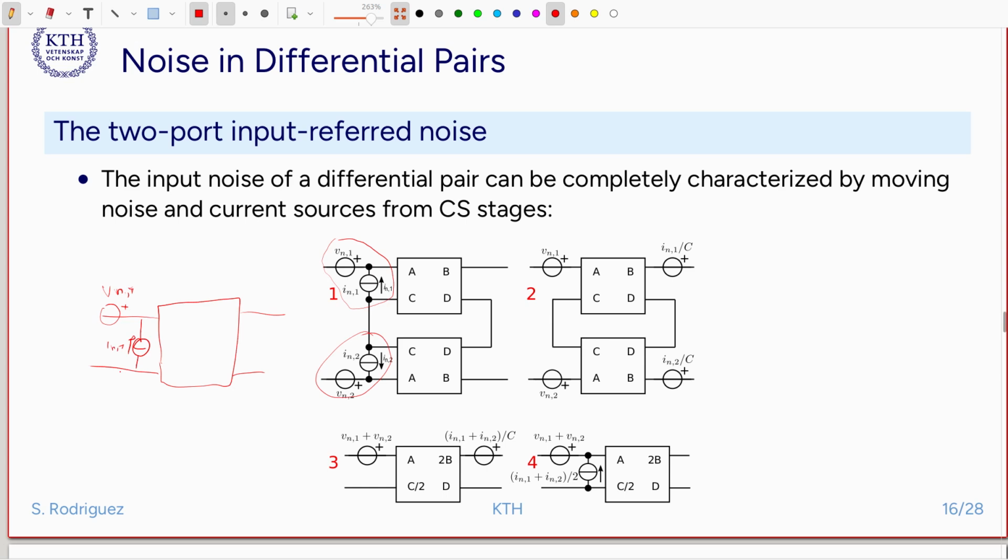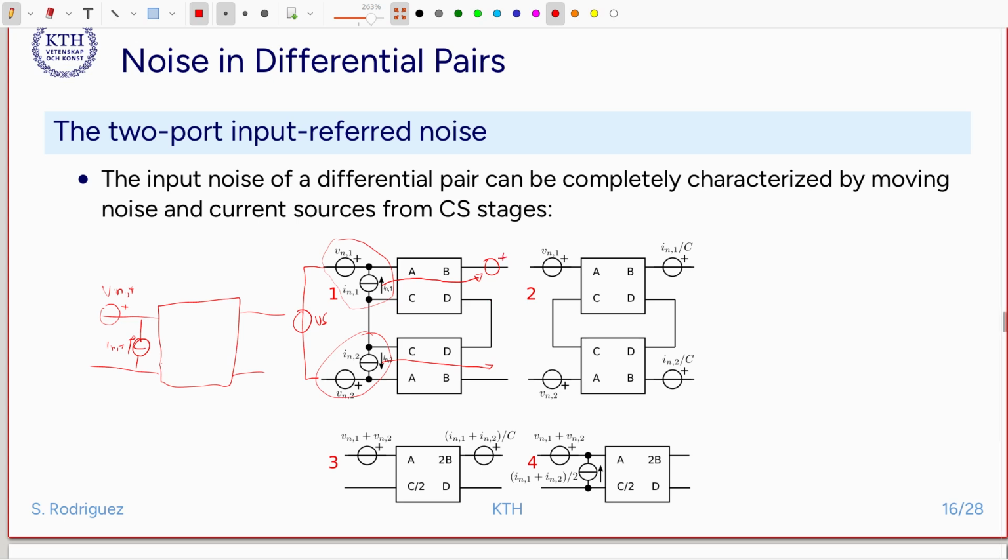So what we can do here is, when we see these noise sources, we can conclude almost directly that the input referred noise voltage of the stage on the top and the input referred noise voltage of the stage at the bottom are in series. They are going to be in series to a source, so we don't need to do anything for these two. They are already in series. But the current sources, on the other hand, we need to work on these ones. And what do we do? We move this current to the output. We move also this current to the output.